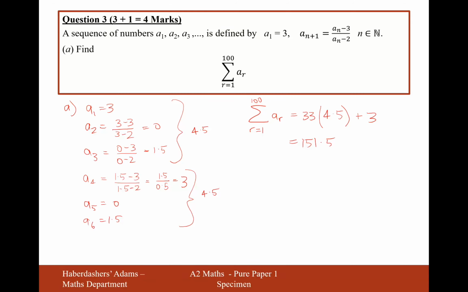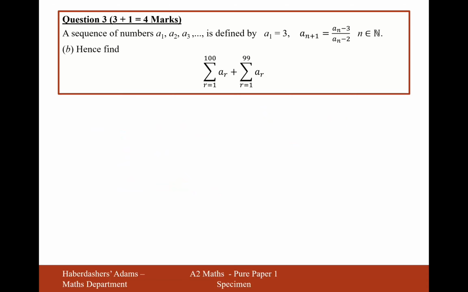151.5. Right then, moving on to part B, we want to do the sum from 1 to 100, add the sum from 1 to 99. Well, we've pretty much done all the hard work there. It's going to be 33 times 4.5 plus 3, that was the first 100 terms, and then add 33 times 4.5, that was the first 99 terms, and we've already done the hard work for this question. It's going to be 300.